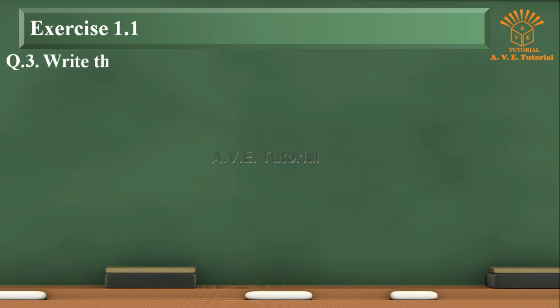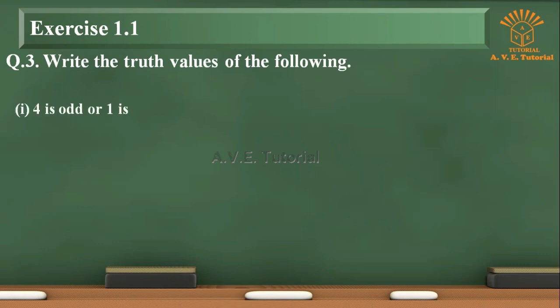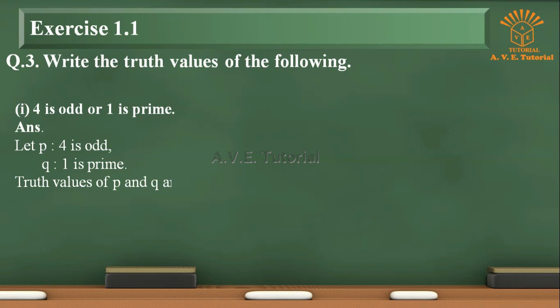Question number 3. Write the truth values of the following. First, 4 is odd or 1 is prime. Answer. Let statement P be, 4 is odd. Statement Q, 1 is prime. Truth values of P and Q are false, that is F and F respectively.